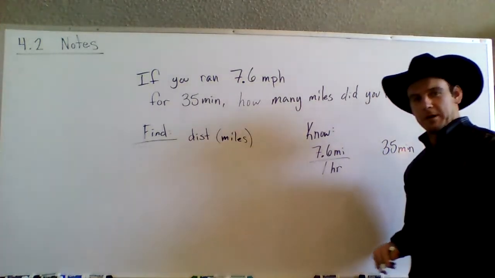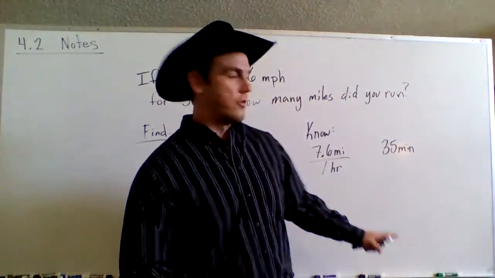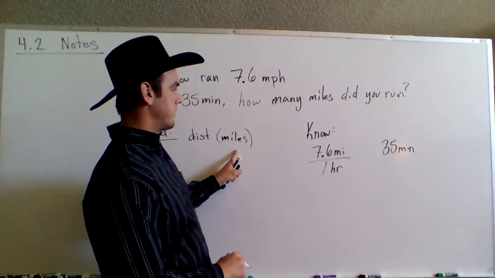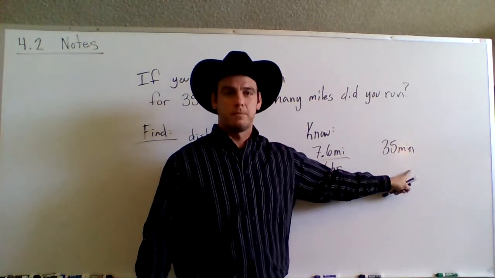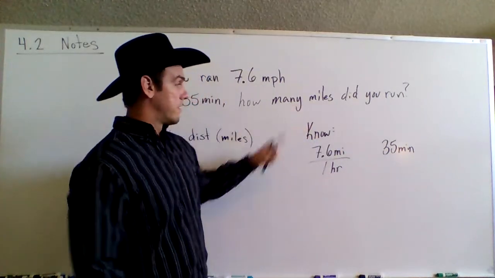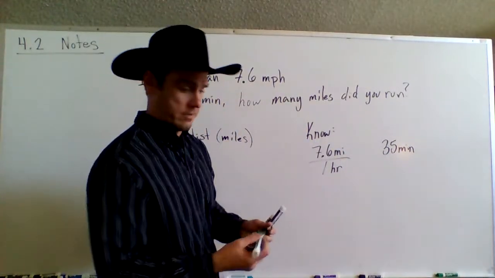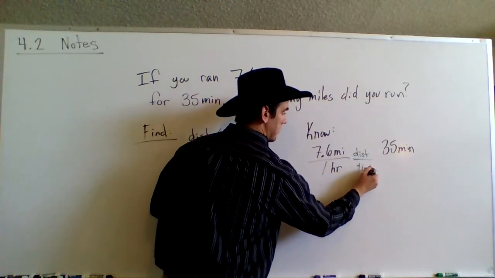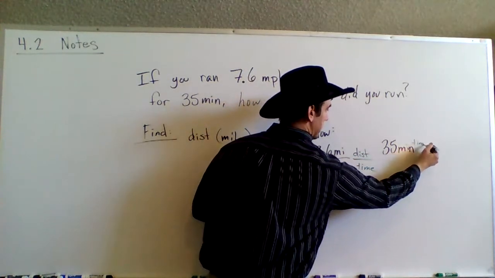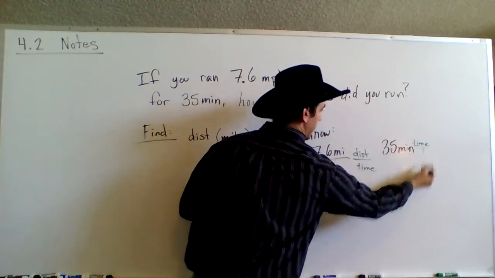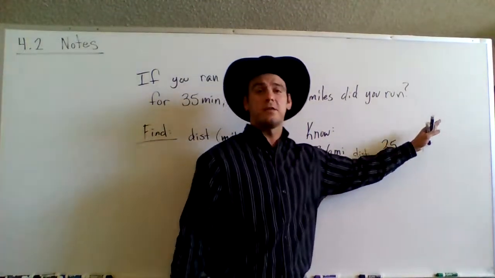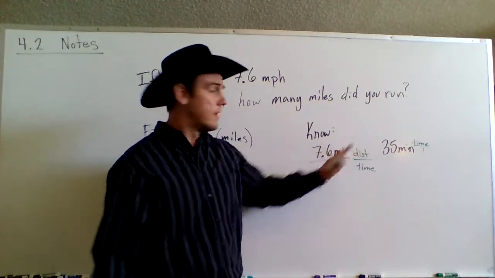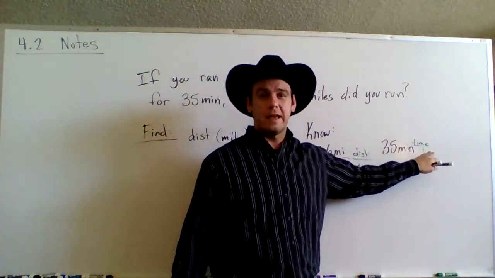Now I got a conundrum here. Okay? No matter what I do to these, I'm not going to get to miles because hours does not cancel with minutes. Okay? Let me switch some colors here. This is a distance over time, and this is a time, really over 1. So theoretically, if I multiply these together, my times would cancel and I'd be left with a distance, which is exactly what I want to do. However, these times don't quite cancel.